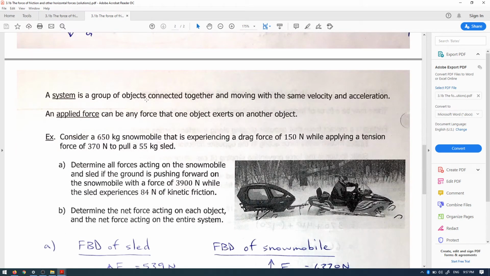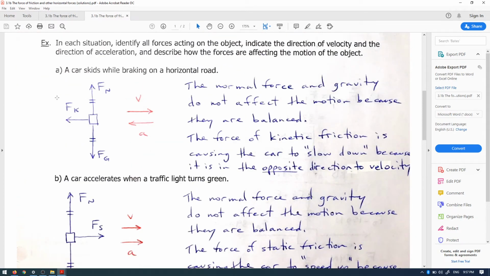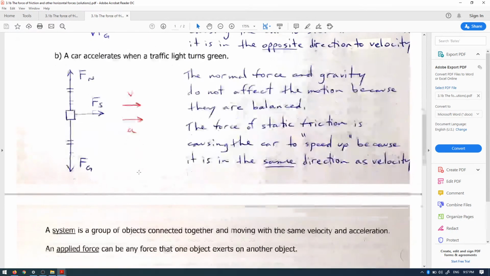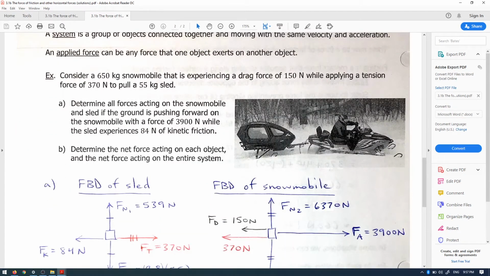Now, we can also talk about a system of objects, because here we only have one object, right? In this case, we talked about a car in two different scenarios. But I could have a system of objects. So for example, I've got a snowmobile and a sled. Now the snowmobile is attached to the sled by a cable or some sort of harness, and that causes a tension between the two, right?